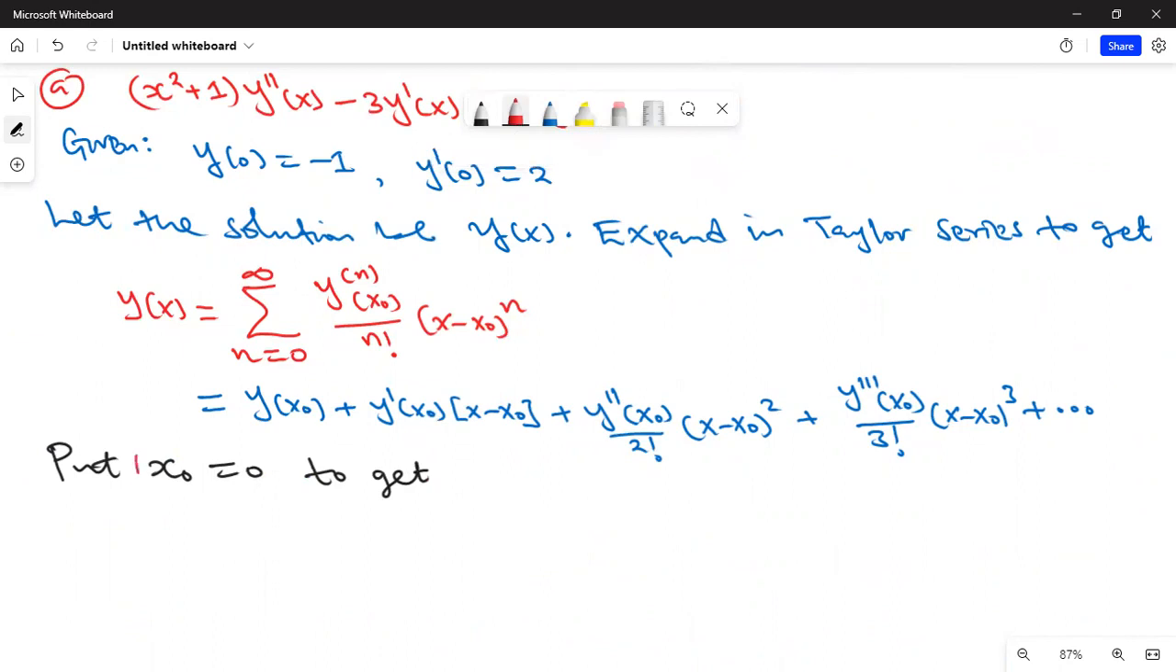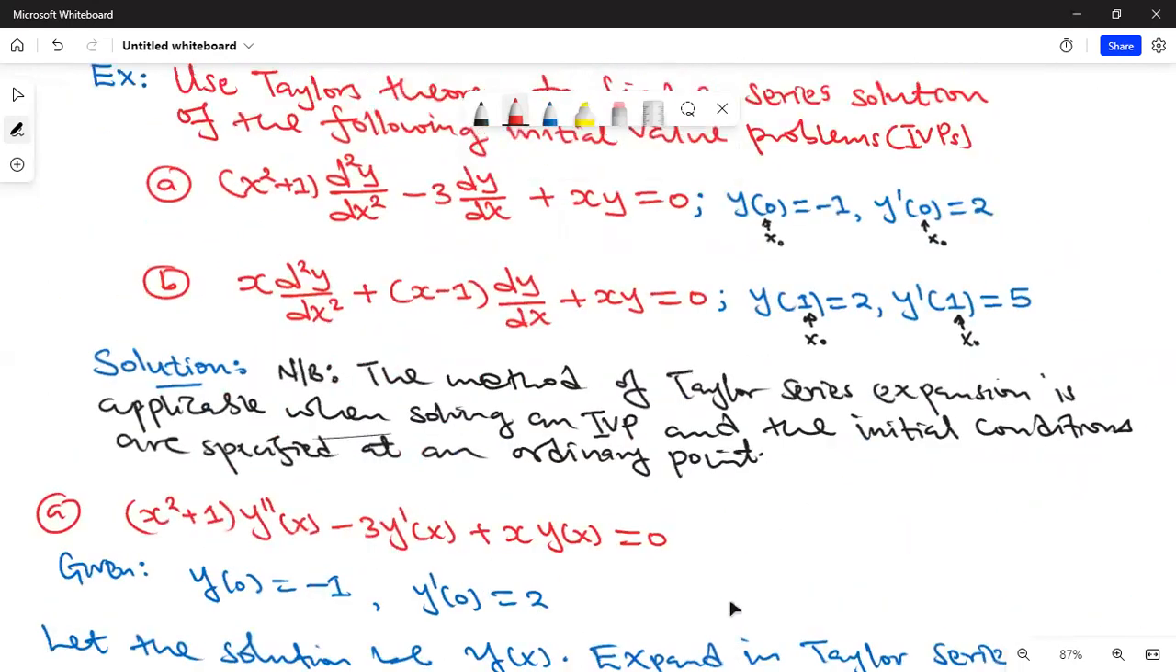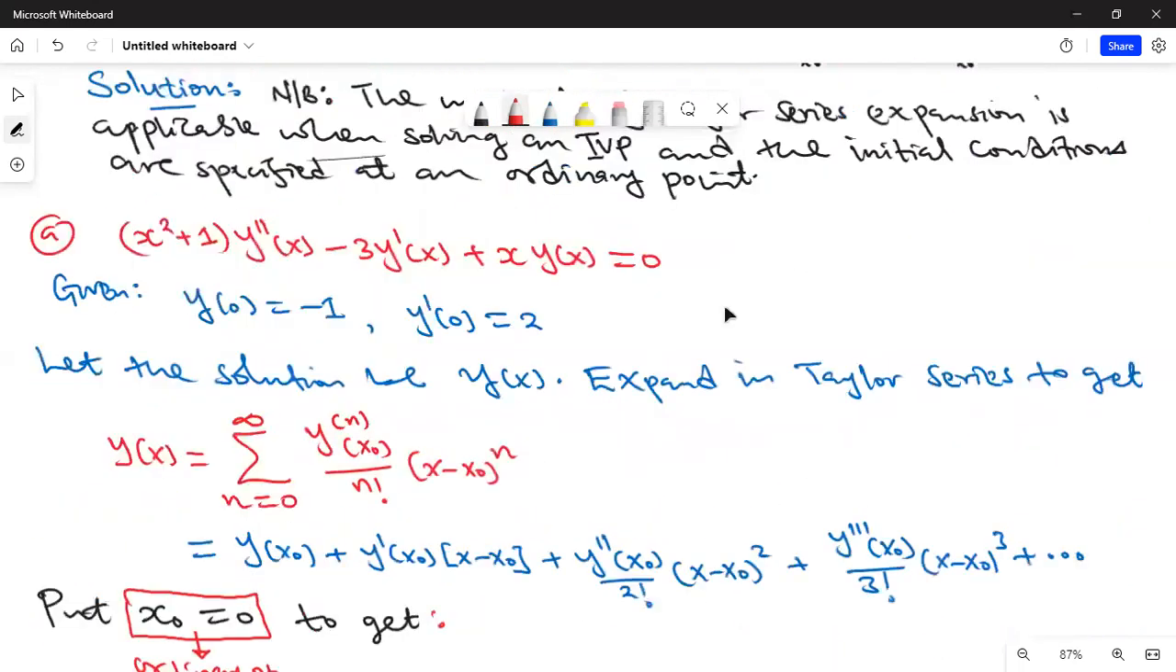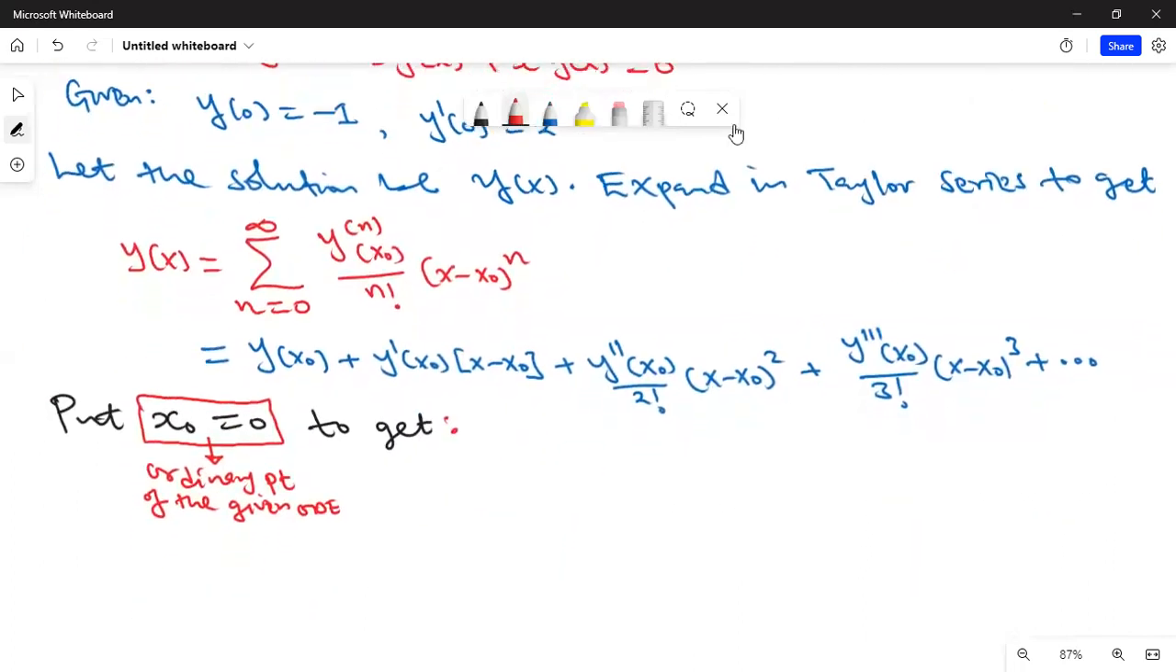Remember, this value of x naught, which is 0, is an ordinary point of the given ODE. If it is not ordinary, then you cannot use the Taylor series expansion method. And you know how to find singular points and ordinary points.